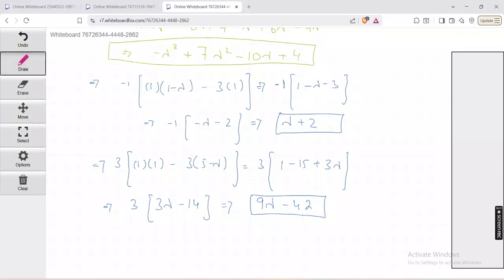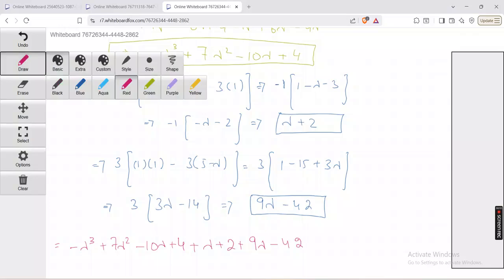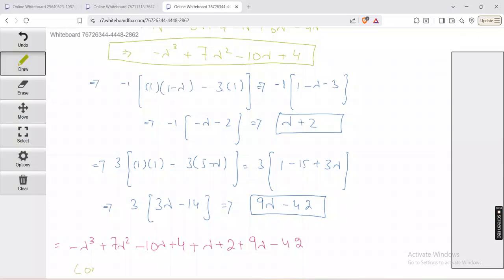Now this will become minus lambda cube plus 7 lambda square plus 10 lambda plus 4, plus lambda plus 2, this one, and plus 9 lambda minus 42. Again the same story. Combine like terms or numbers, or whatever we say.